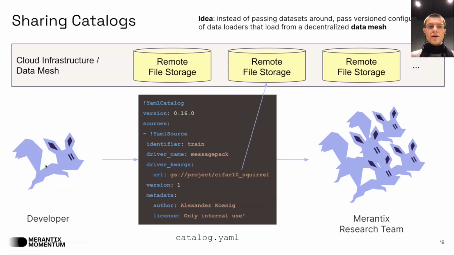So as a developer, you would create your dataset on your own remote file storage. And if you were to share this dataset with someone else, you simply create a catalog.yaml file that contains all of the information that anyone else would need to access it. And then you can share that with the Merantix research team, for example, or anyone in SafeTrain, and they will be forwarded to the correct remote file storage upon reading from that catalog with Squirrel again.